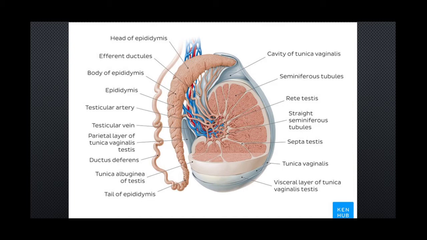Once the sperm is to be secreted out, it travels via this duct called the vas deferens, and then to the seminal vesicles and the prostate gland, where the final processing takes place, and from there the semen is finally released. Now this is the ultrastructure of the entire structure of the testis.